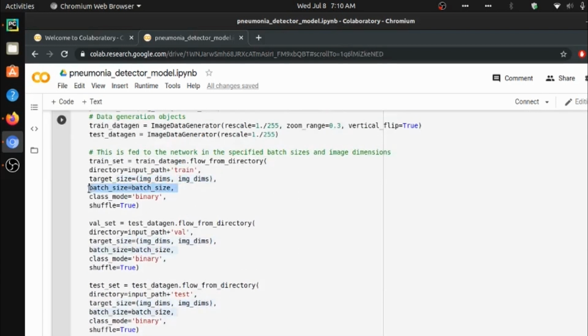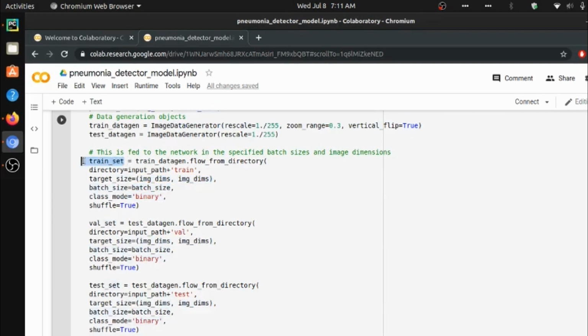The batch size is also specified here, and the class mode is binary, since there are two classes, that is pneumonia and normal. So this is a binary class, and we would have to shuffle. Shuffle basically helps us randomize the data more. So this is how we have used train_data_gen, and this particular method flow_from_directory basically takes in all of the images that are present in this particular directory, and it applies these augmentation techniques on those images while keeping these constraints in mind, that is image_dims, batch_size, the class mode, and shuffle.